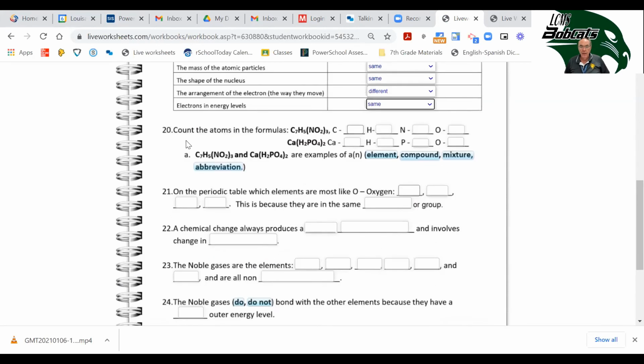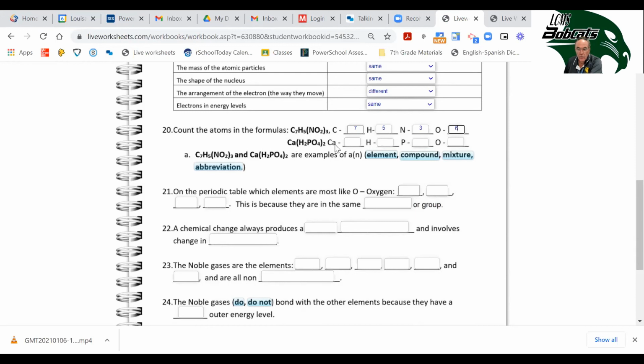They both move in energy levels. Number 20 here, it says count the atoms in the formula, C7, H5, and O2, with 3 on the outside of what's inside the parentheses. So we have 7 carbons. Little 5 means we have 5 hydrogens. And then this 3 applies to everything inside the parentheses. So remember, there's an understood 1 here. So 3 times 1 is 3 nitrogens. And 3 times 2 is 6 oxygens.